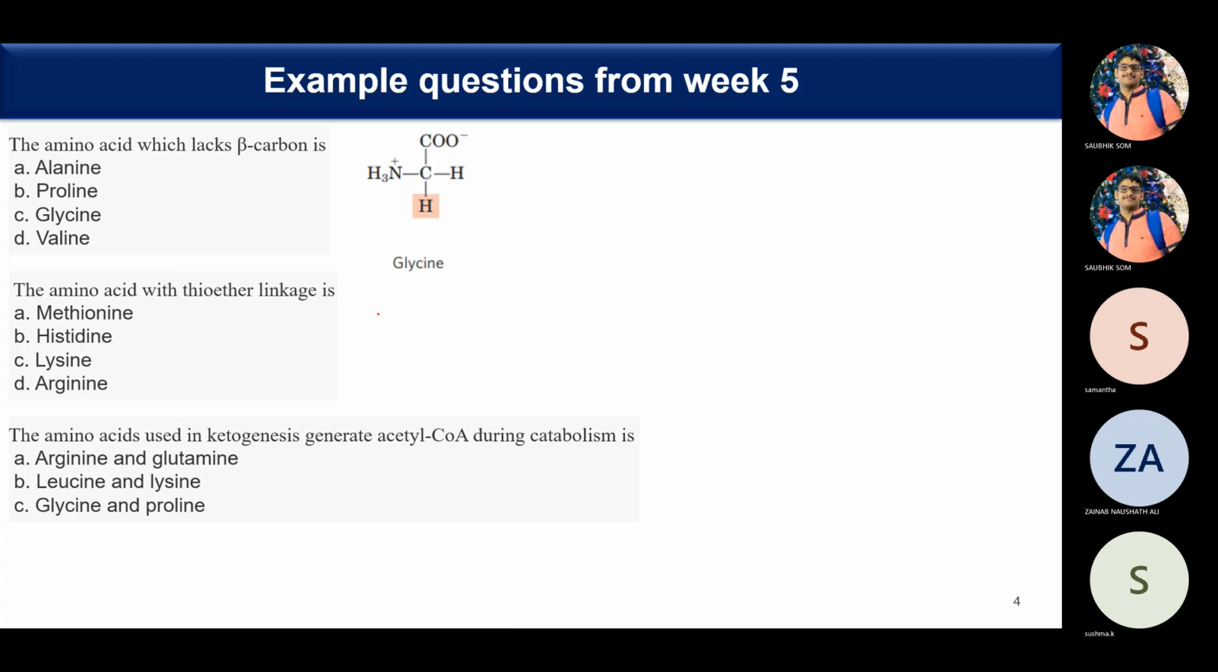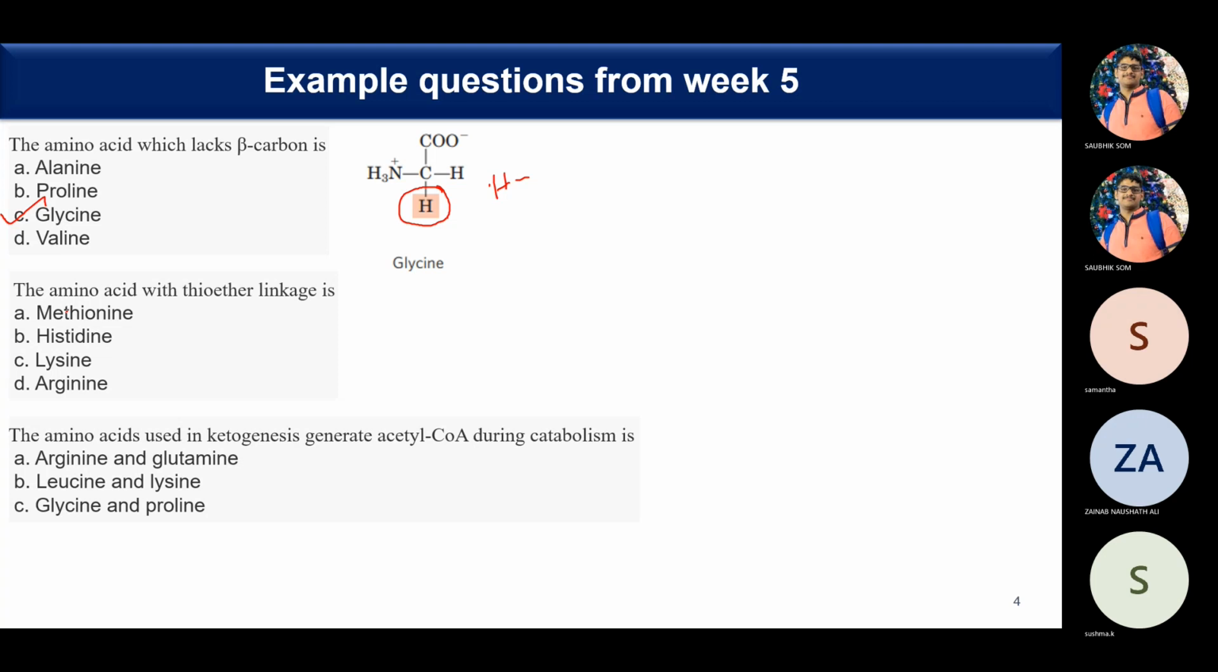Okay. So the correct answer is glycine. As you can see, as an R group, glycine has only hydrogen. It doesn't have any beta carbon, right? So this has only hydrogen, so no beta carbon. The correct answer is glycine.